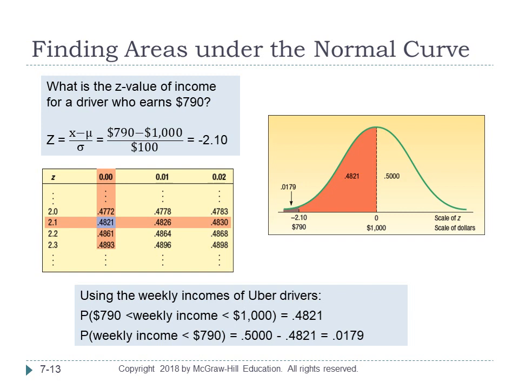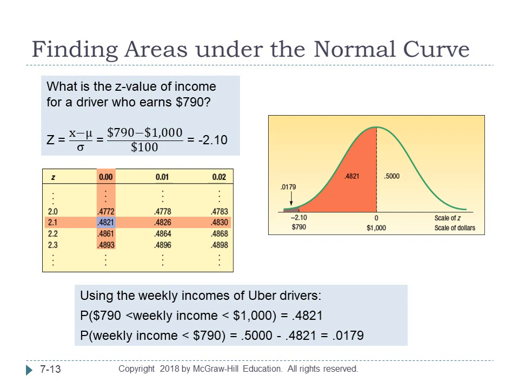What is the z value of the income of a driver who earns 790? The z value, the formula is x minus mu over sigma. This is 790 minus 1000 divided by 100, which is minus 2.10.